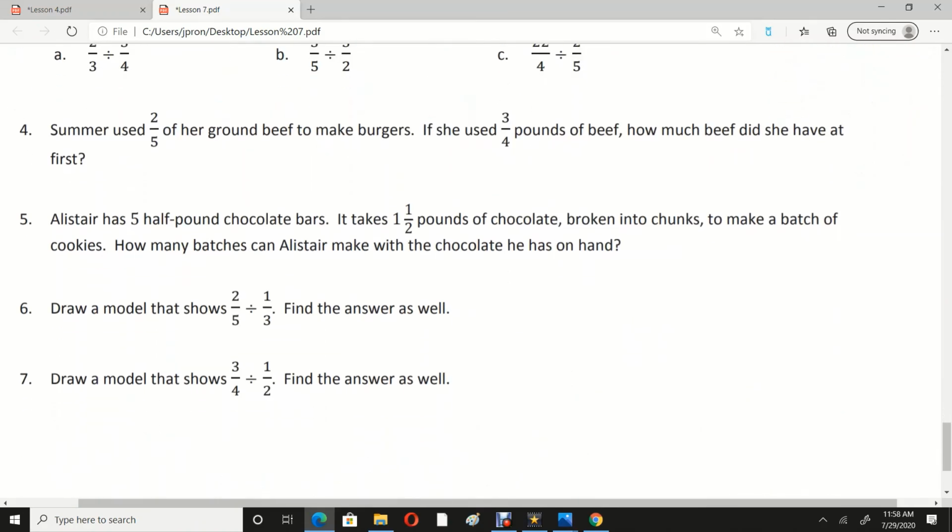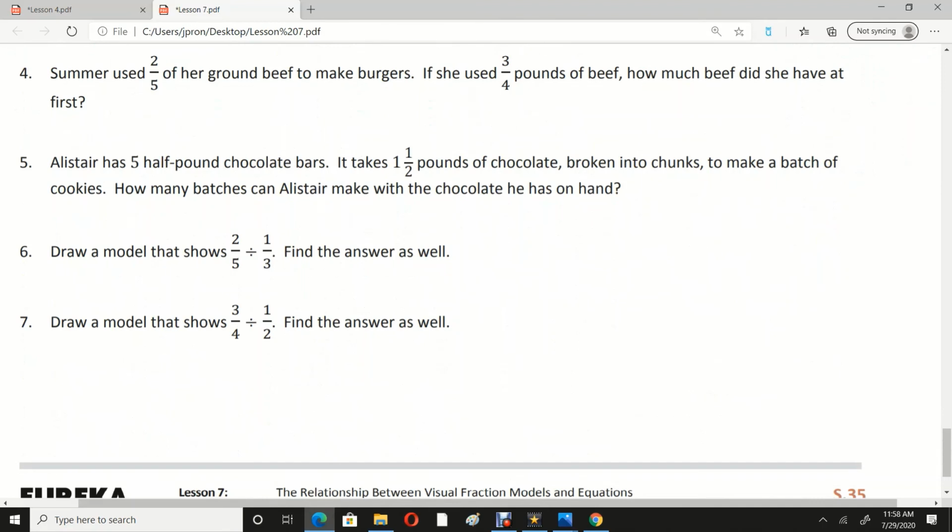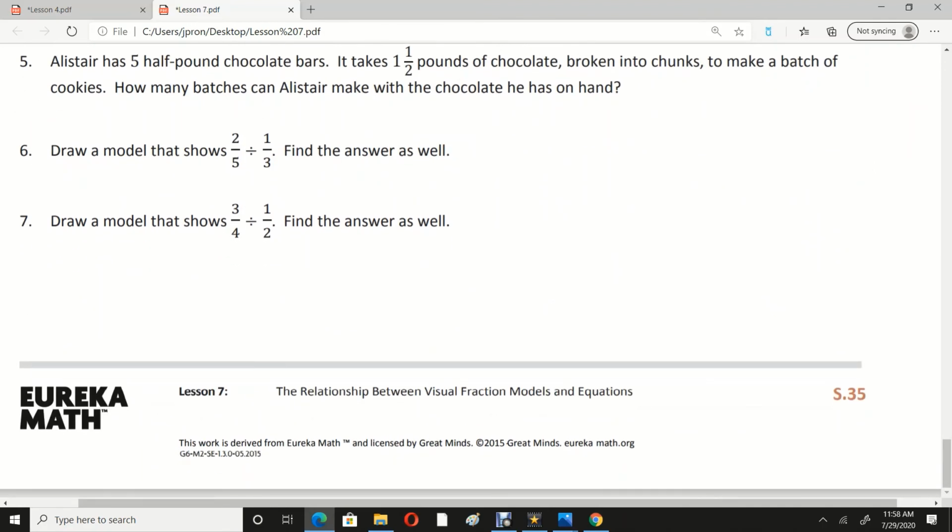Okay, remember your rubric for answering constructed response questions. You see, in 6 and 7, you're going to be asked to draw a model, so you're going to either have to pick the measurement or partitive models.